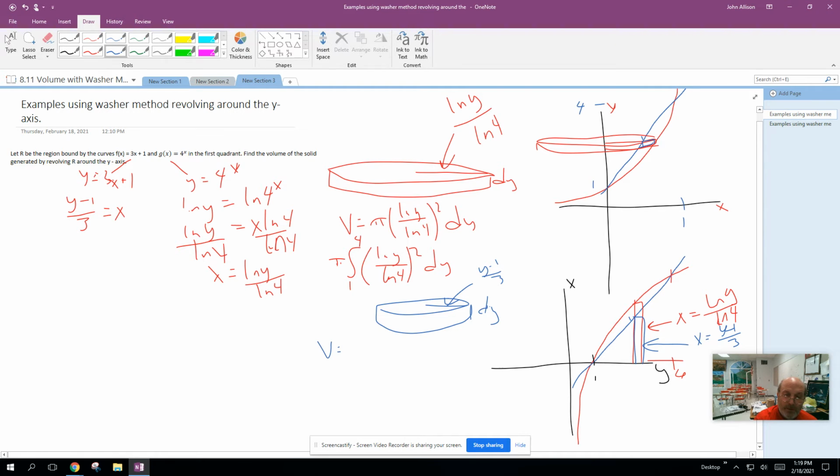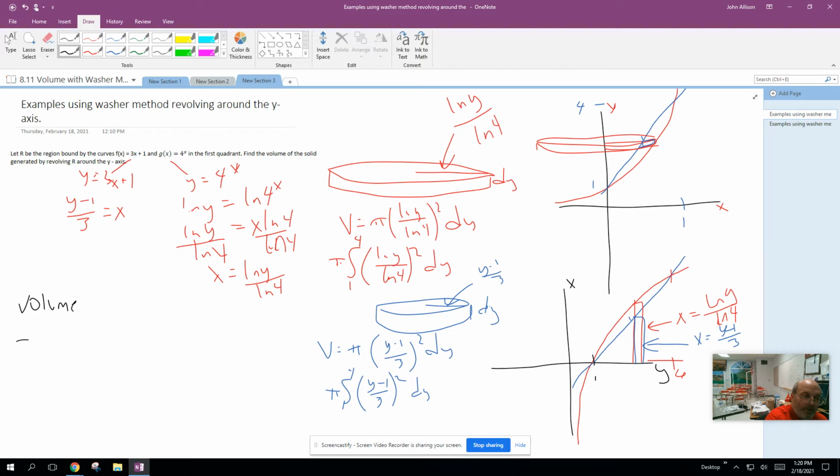So the volume of one disk is going to be pi times the radius, y minus 1 over 3 squared, times dy. And the volume of all of those disks integrated from y equals 1 to 4, going to bring the pi outside as a constant multiple. That's y minus 1 over 3 squared times dy. And now to get the volume of the region, we subtract large outside disk minus small inside disk.